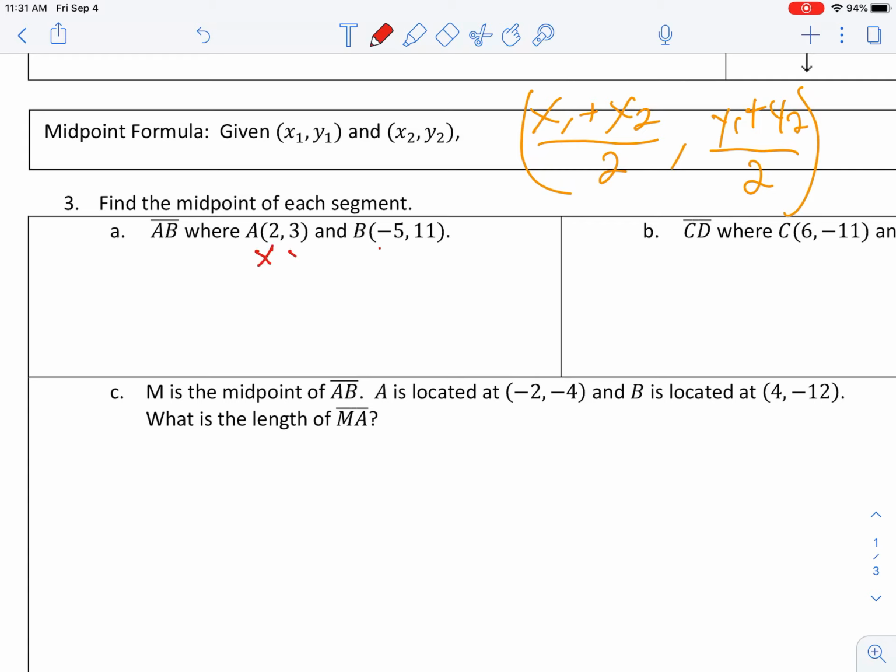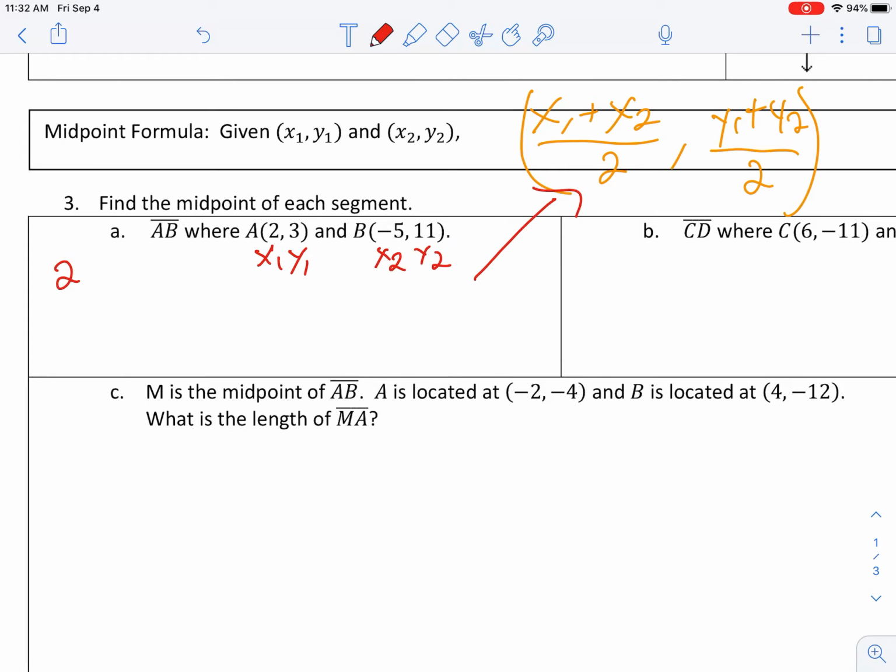Now, which one do you call x1 and y1? I don't care. X1, y1, x2, y2, it does not matter. You can call these 2's over here and 1's there. We could reverse it. I don't care. Just be consistent. You have the first point, and then you have the second point. So I just usually go, hey, in order, x1, y1, and then x2, y2. But again, it's the average of the x's.